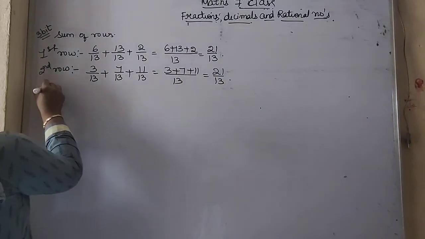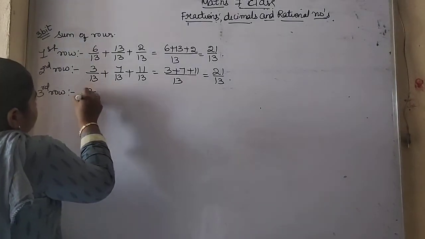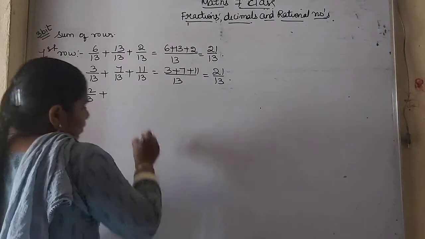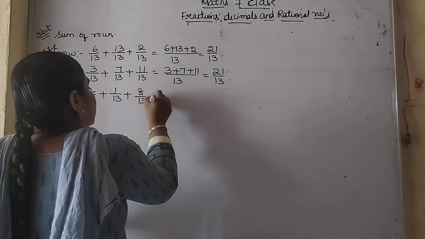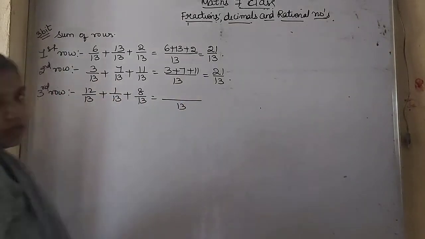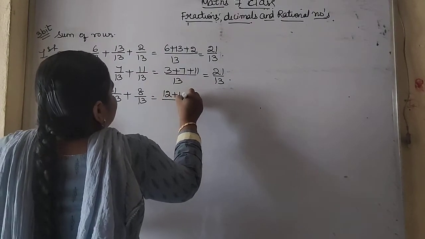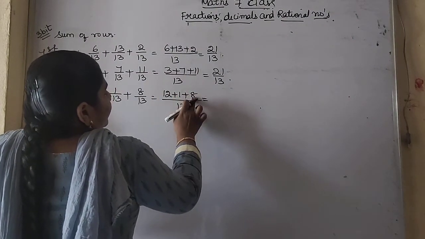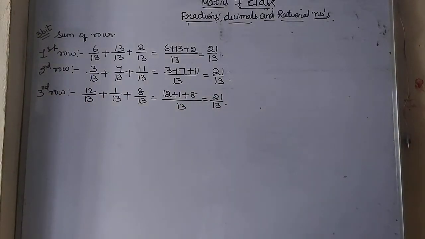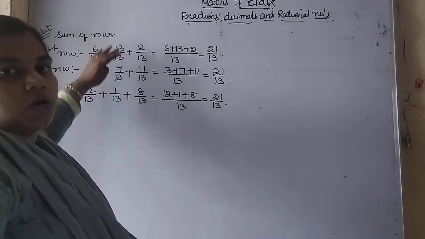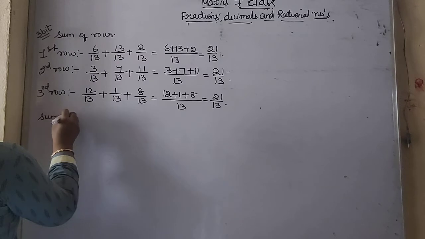So third row. So what is third row? 12 by 13 plus 1 by 13 plus 8 by 13. So all the denominators are equal, so you will get 13 itself. Add the numerator values, that is 12 plus 1 plus 8. So 12 plus 8 is 20, 20 plus 1 will be 21. So in this case also you got 21 by 13. So here you can tell all the rows having the same value. Okay, so here now sum of columns.